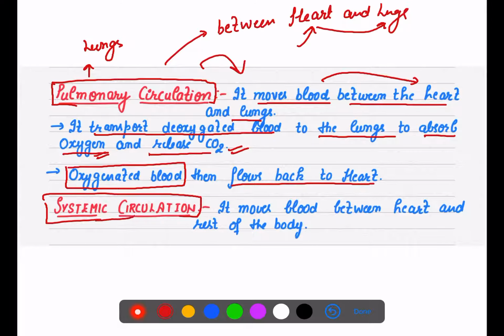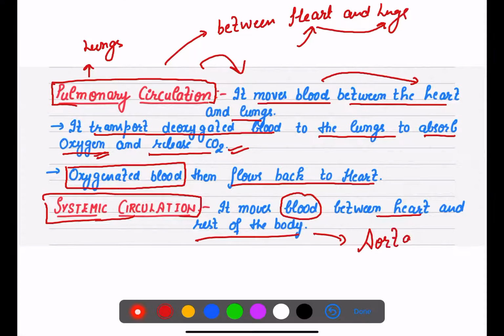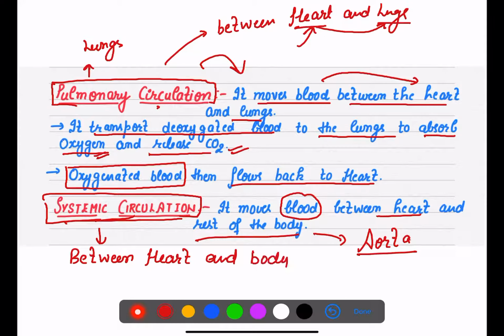What is systemic circulation? It is the movement of blood between heart and the rest of the body with the help of aorta, that is the largest artery. So pulmonary circulation is between heart and lungs, and systemic circulation is between heart and body. It means systemic circulation talks about the oxygenated blood, and pulmonary circulation talks about the deoxygenated blood.